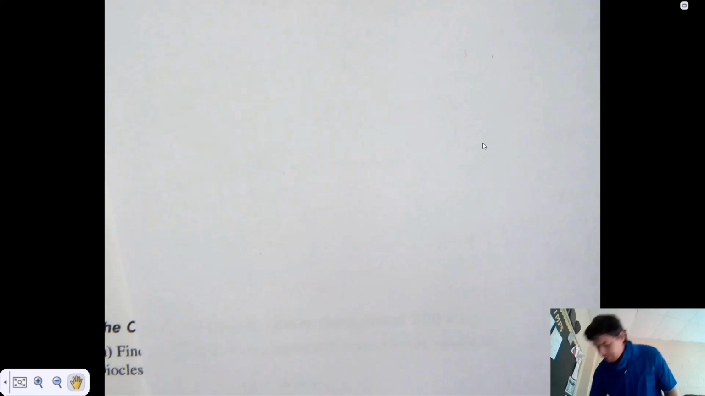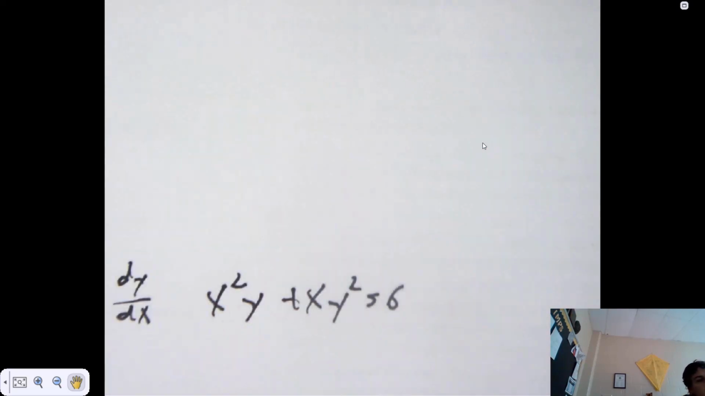On number 3-7, on number 1, you're going to have to remember that's the product rule. It makes it a little harder to do. Number 1: find dy/dx for x squared y plus xy squared equals 6. It would help if the board was on.